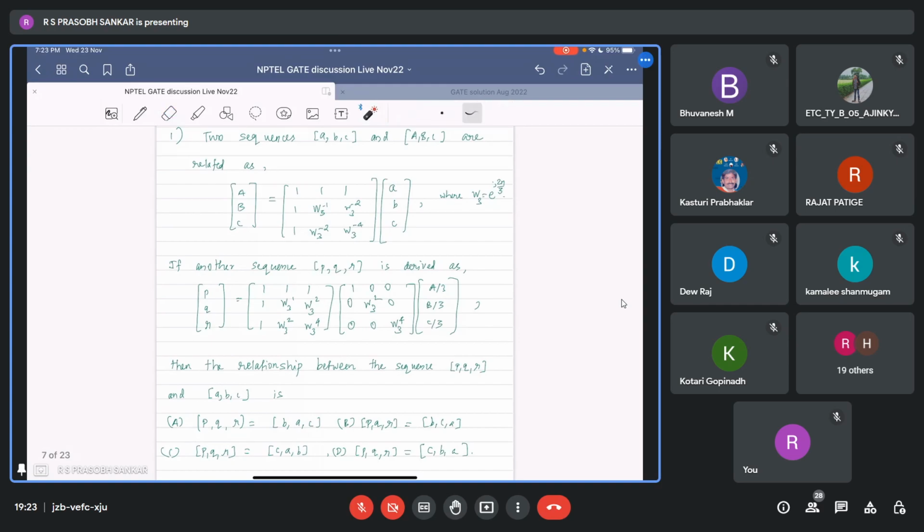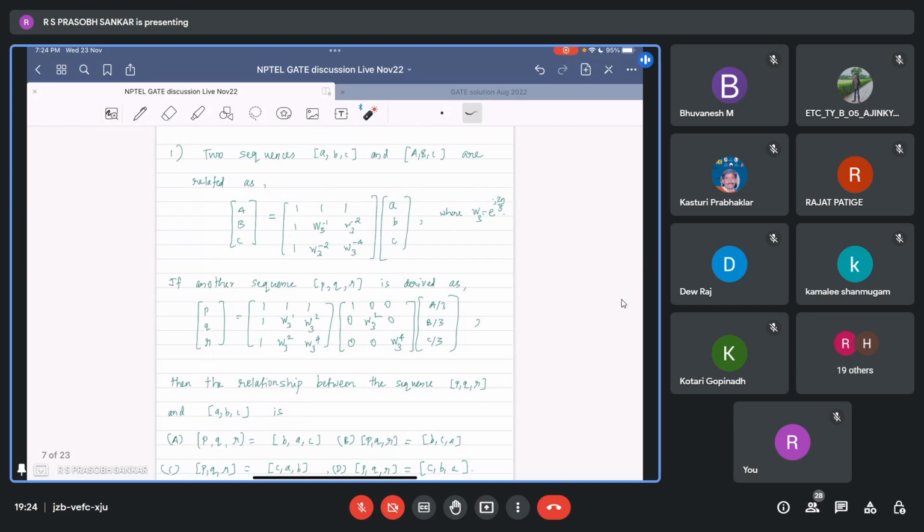Now the question is, if another sequence PQR is derived like this, we have PQR to be some matrix times some other matrix times A by 3, B by 3, C by 3, then we need to find the relation between PQR and the actual sequence abc. Is the question okay? The question is relatively straightforward. Everything is there, given the relation between ABC and small abc. We need to find the relation between PQR, which is defined like this, and the original abc. We are given 4 options. Is there any clarification in the question?